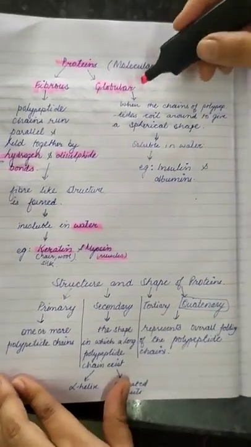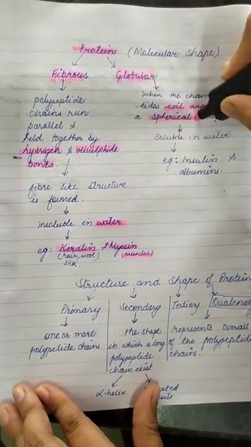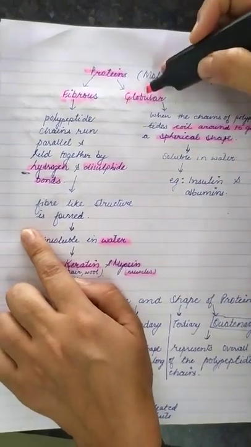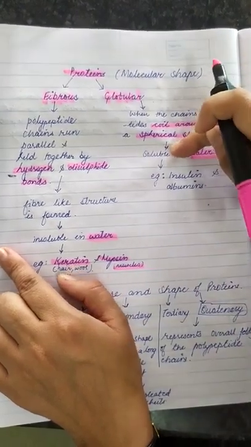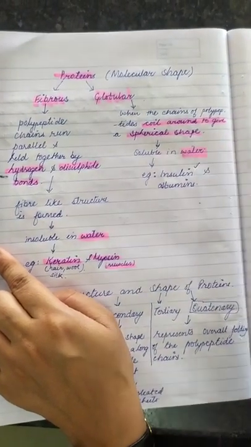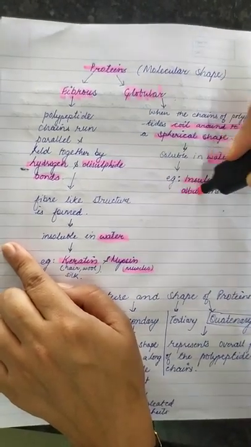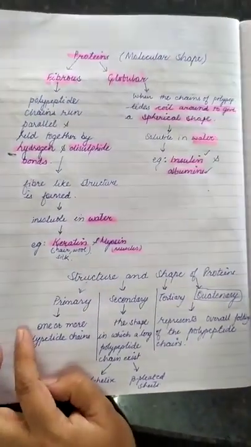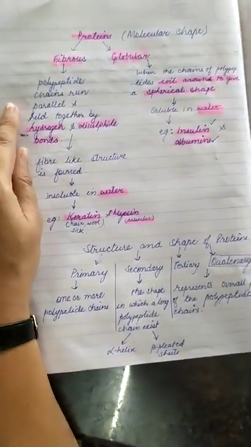Second one is the globular protein. When the chains of polypeptide coil around to give a spherical shape, that's why the name globular is coming, right? It is soluble in water. What is the difference? It is soluble in water, but the fibrous ones are insoluble in water. And what are the examples? Insulin, which maintains the sugar in the body, and albumin. These two examples are very important. You need to learn. It can be asked in the exam what is the difference between fibrous and globular proteins, or how will you differentiate between proteins on the basis of molecular shape, or what are the different types of proteins on the basis of molecular shape.